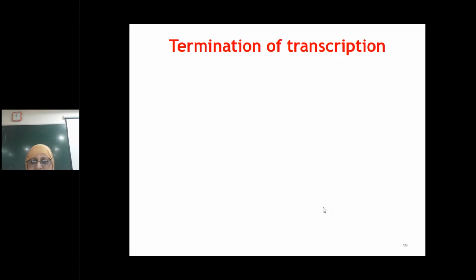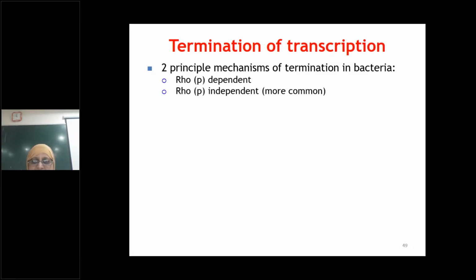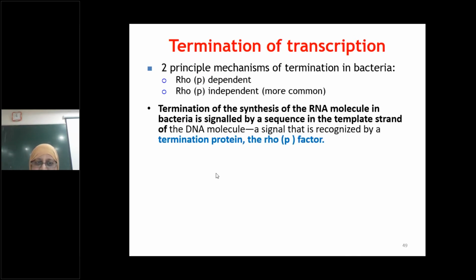Then how does the termination of transcription take place? There are two principal mechanisms for the termination of transcription: a Rho dependent and a Rho independent process. The Rho independent process is the more common one. Termination of the synthesis of the RNA molecule in the prokaryote is signaled by a sequence. When the RNA polymerase goes on synthesizing, it will encounter a sequence in the template strand of the DNA molecule.